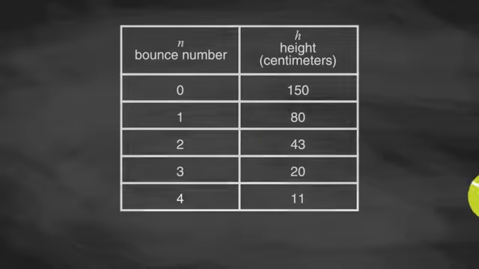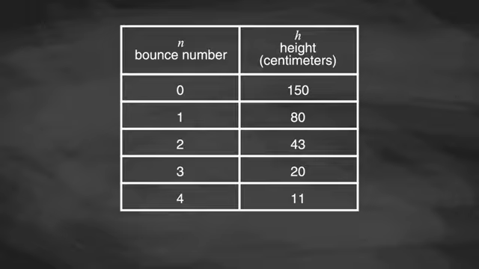Determining a model for a real-world scenario can be difficult. Let's look at how to model the relationship between the number of bounces and the height of the rebound of a tennis ball. Here are measurements for the maximum height of a tennis ball after bouncing several times on a concrete surface.